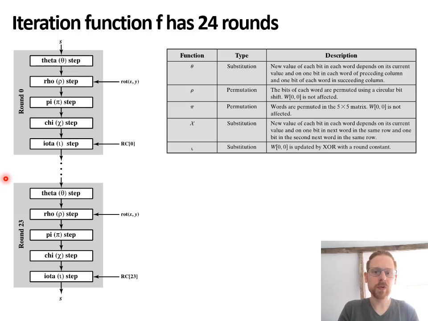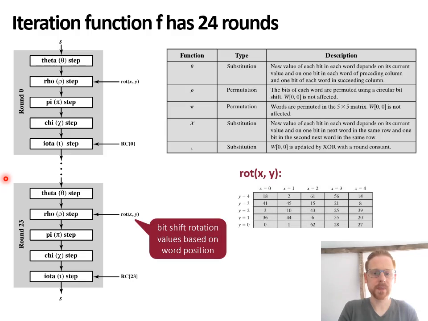Each of these transformations performs a substitution or permutation on the internal state. I won't go into the details of these different functions. Moreover, during the rho step, there is a bit shift rotation of all the values based on the position of the words, so the lanes that I explained in the previous slide. Moreover, in the iota step, the internal state is combined with a round constant. There are 24 in total, one for each round, that are used in each iteration.